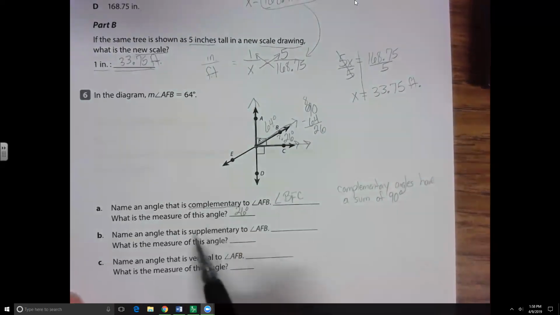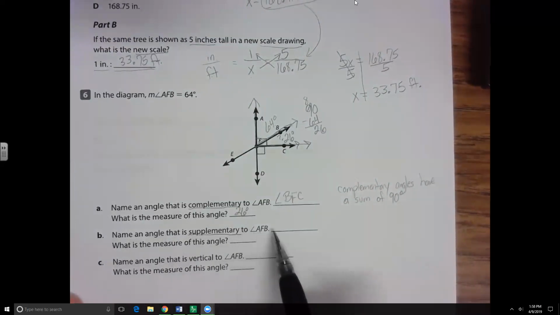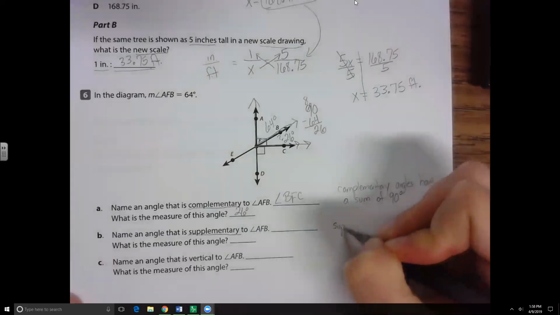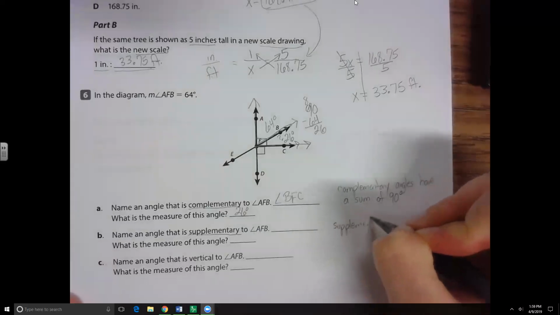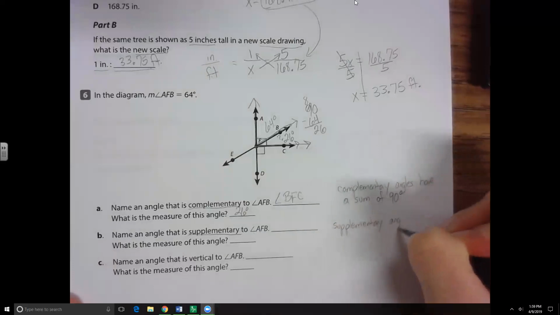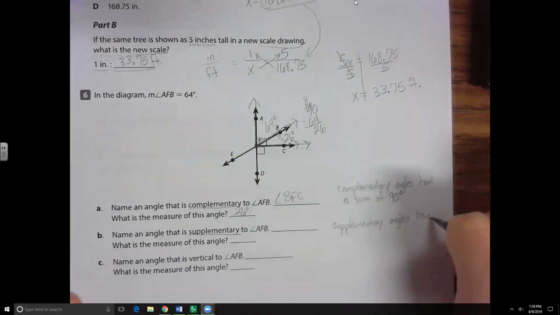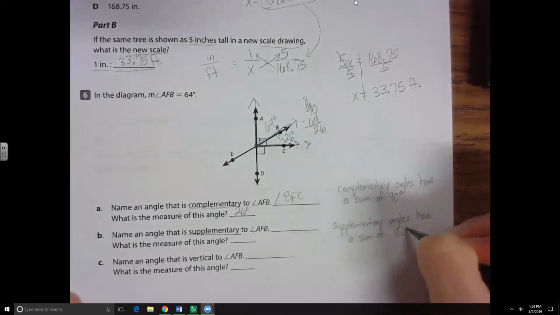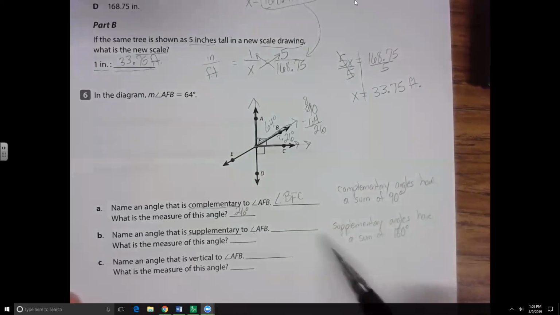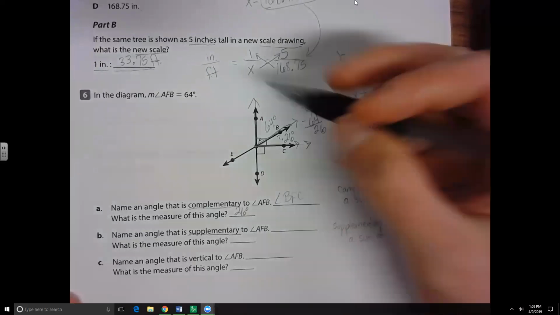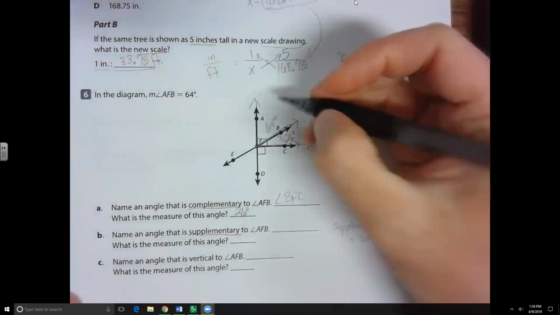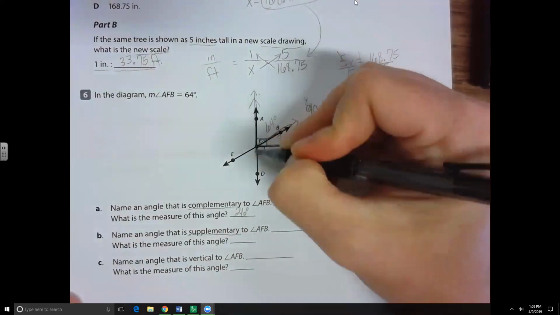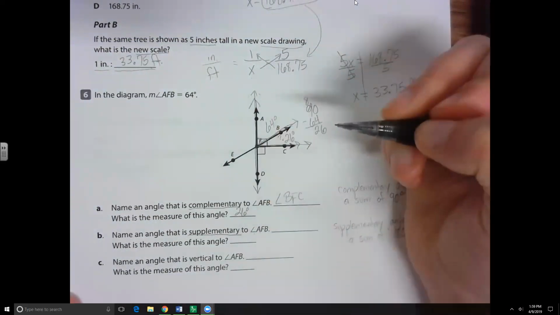My next type of angle is I need to name an angle that is supplementary to angle AFB. Well, supplementary angles are special because they have a sum of 180 degrees. Okay, so that's also known as a straight angle, which is a straight line. So I need to make a straight line out of angle AFB. Well, from here down is my straight line. AFD is my straight line.